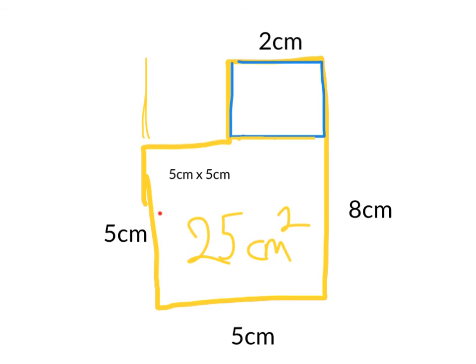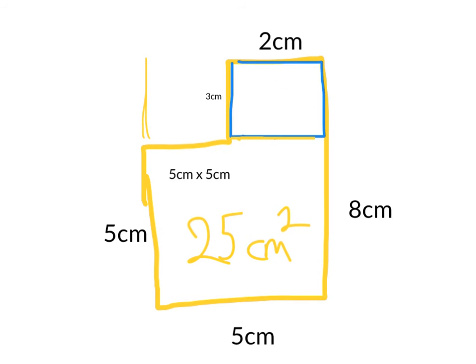So if this is 8 centimeters total, we've already got 5 centimeters of this length, then this length here would equal 8 centimeters total. 5 plus 3 equals 8, or you could work it the other way. 8 minus 5 equals 3. So this measurement just here, we'll write it in, is going to be 3 centimeters. Nice work.